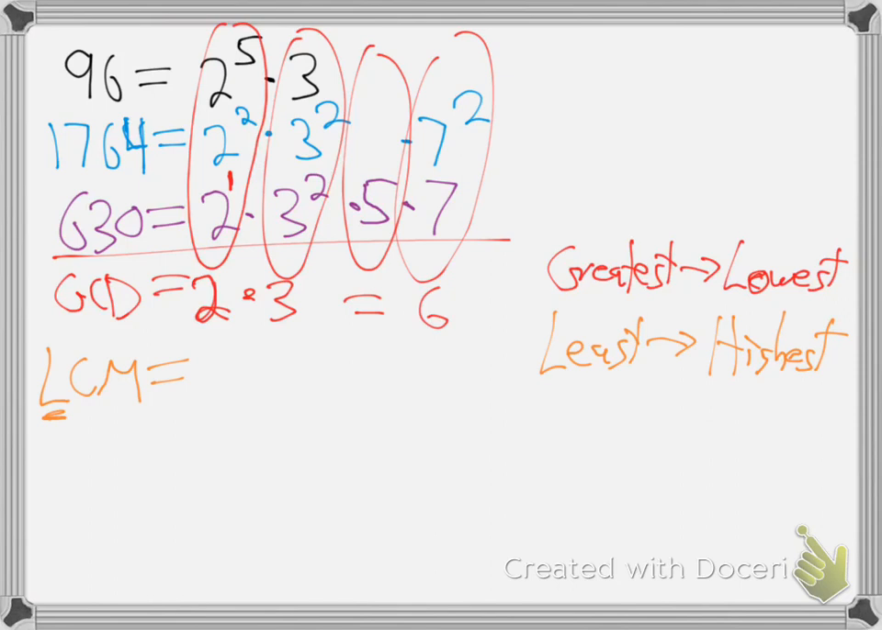So what's the biggest power on the 2? It's 5. 2 to the 5th. What's the biggest power on the 3? 3 squared. What's the biggest power on the 5s? Just a single 5. Biggest power on the 7s? 7 squared. So whatever that is, I have no idea.